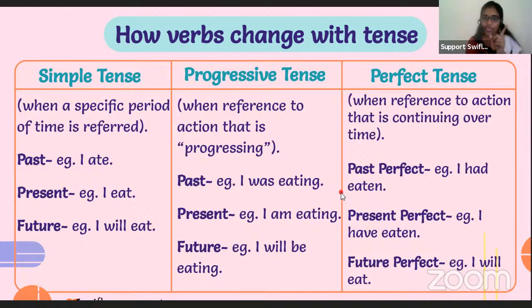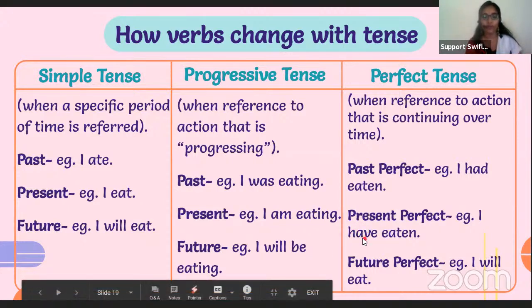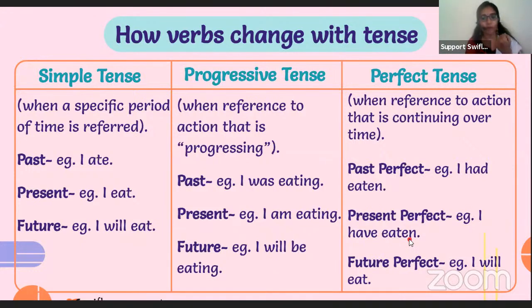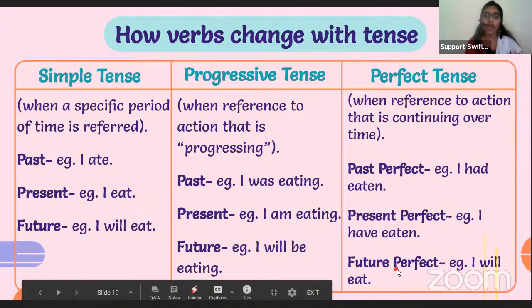Okay, subject plus had in the past and V3 form: eat, ate, eaten. Clear? Okay. And the present perfect, what do we do? I have eaten. So in the past we add had, and in the present we add have. Eaten is a V3 form. And in the future, I will eat.